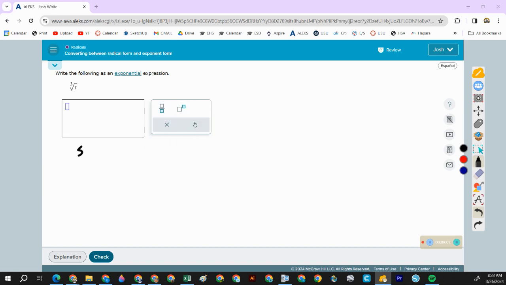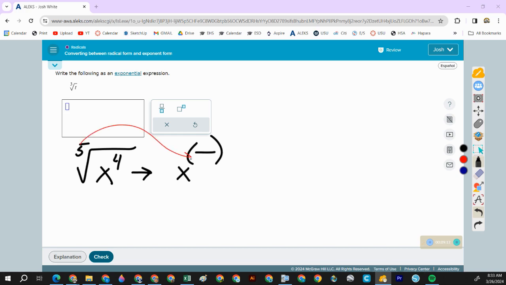What if I had the fifth root of x to the 4th? What would that convert into? Well, this number is the bottom of the fraction, and this number is the top of the fraction. So 4 and 5.